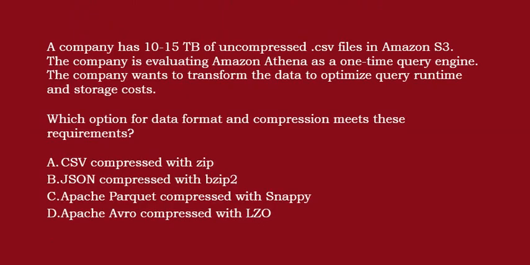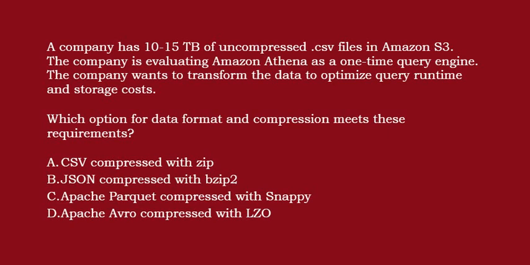Next question: a company has 10 to 15 TB of uncompressed .csv files in Amazon S3. The company is evaluating Amazon Athena as a one-time query engine. The company wants to transform the data to optimize query runtime and storage costs. Which option for the data format and compression meets these requirements?